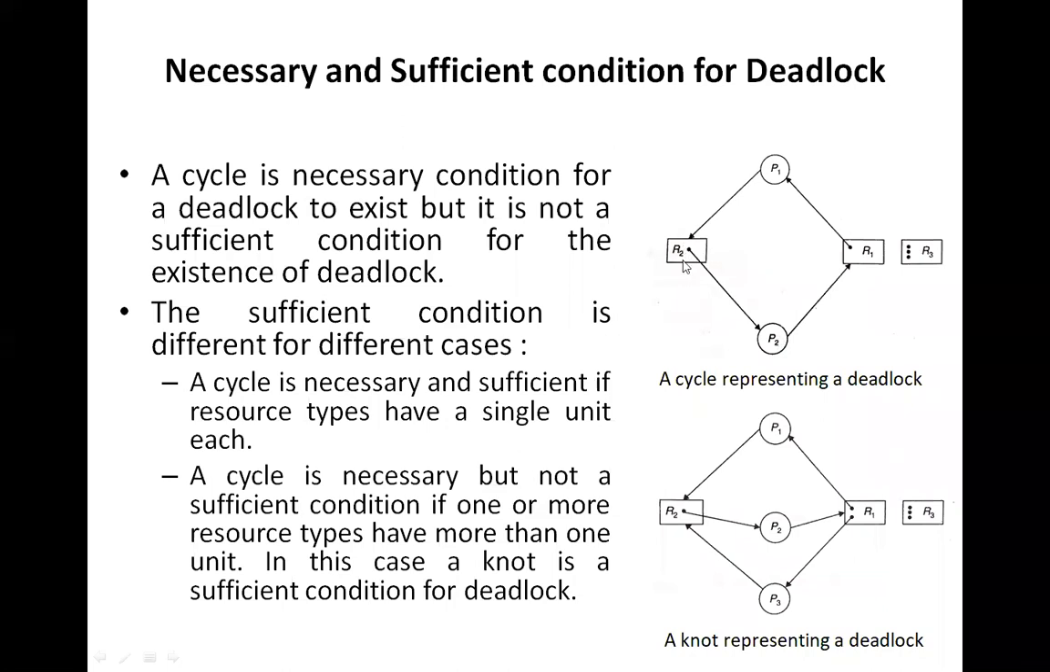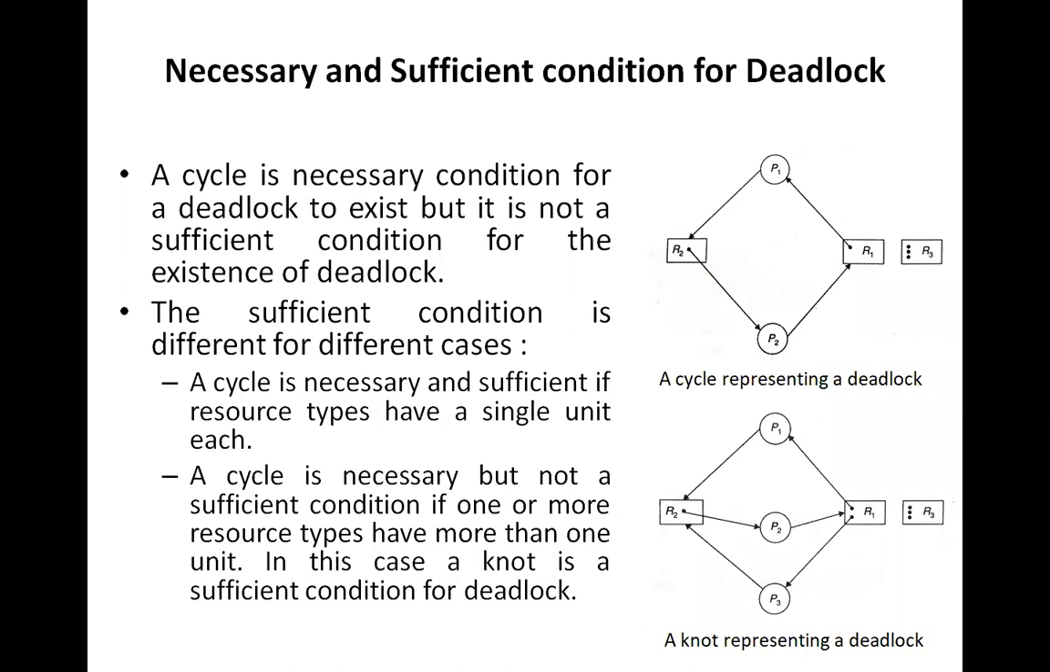So if the resources which are available in the system and the resources which are required by the processes have a single unit each, and if the resource allocation graph represents a cycle, then the presence of the cycle will be the necessary as well as the sufficient condition for the deadlock.